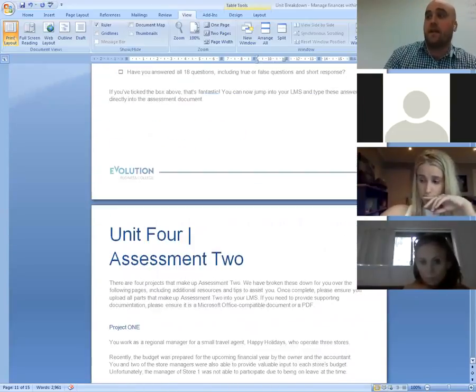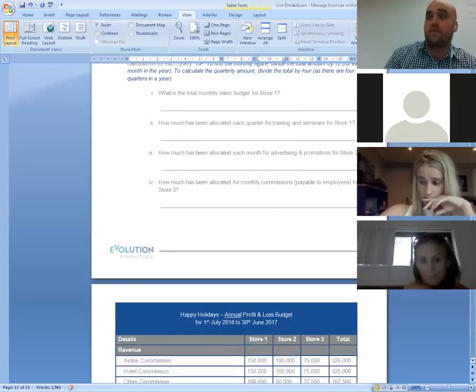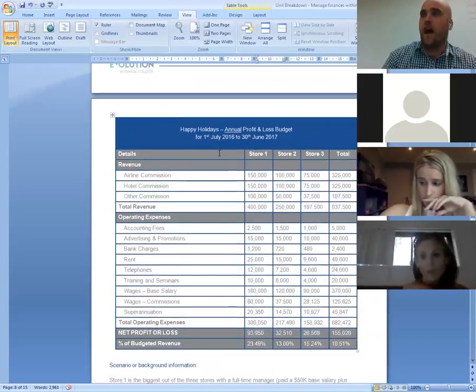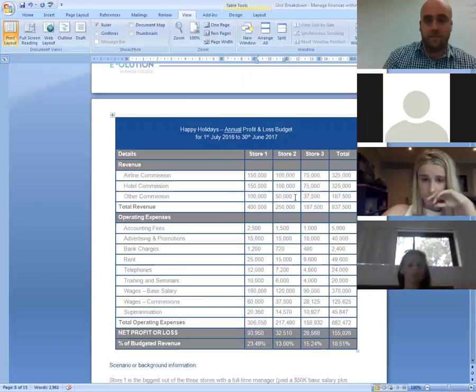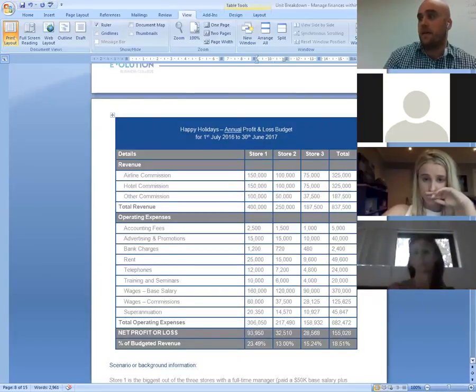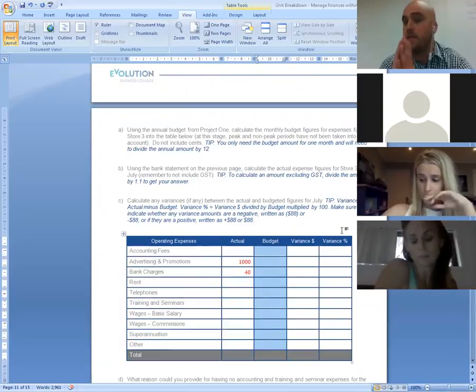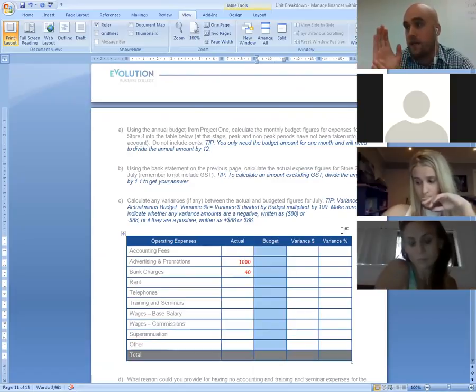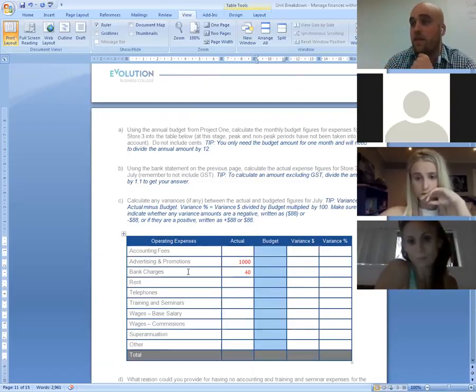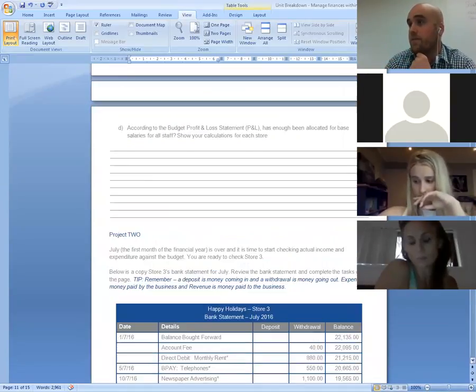Sorry, I've gone past it. It's a lot easier when you've got it all in front of you. But this is our budget. So we'll be taking the figures from here and putting them in this column here. Now remember, because the budget is for a year, and we're doing the statement for a month, we're going to have to take the budget value divided by 12. So something like advertising and promotion.